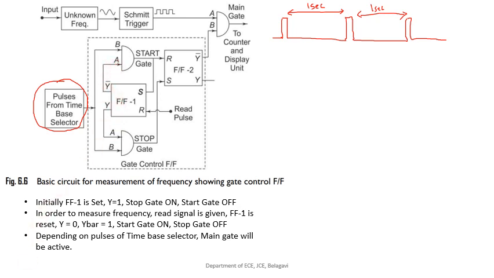So what I will do, I will just mark it. So here I have a 1. Here I have a 0. I hope you can understand. Initially it is set, that is why you get 0 and 1 like that, at the start and stop gates. The second input of the AND gate, if you see, that is connected to the pulse from time based generator.